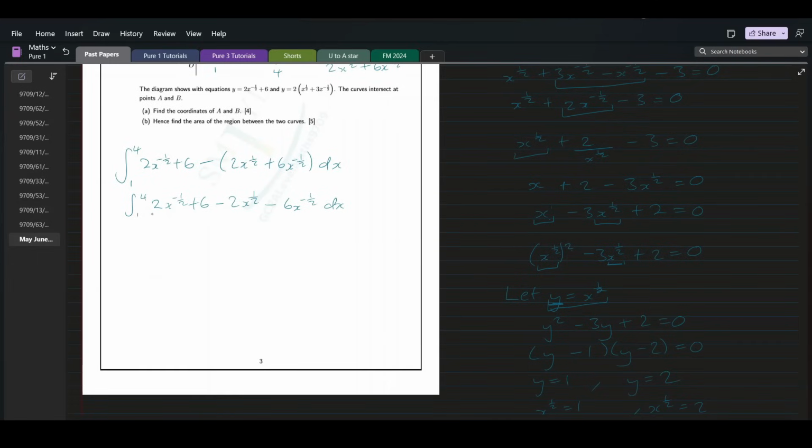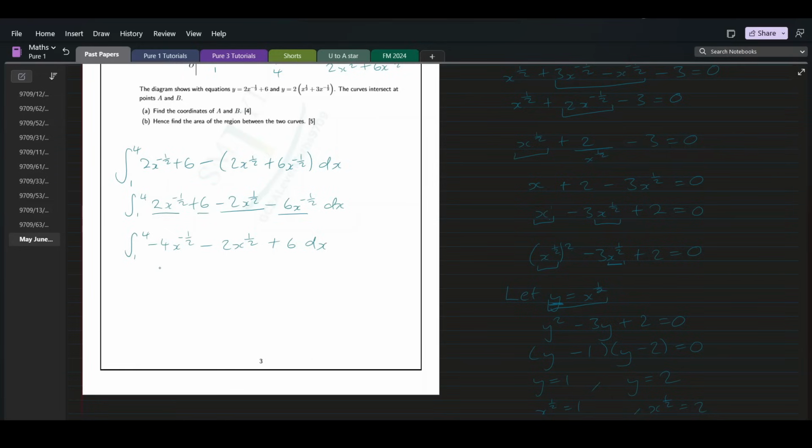And now let's simplify like terms. We have like terms over here, 2x to the negative half minus 6x to the negative half. So that's from 1 to 4. That would become negative 4x to the negative half. And then we've got a negative 2x to the half. And then we've got a plus 6, and this is with respect to x.